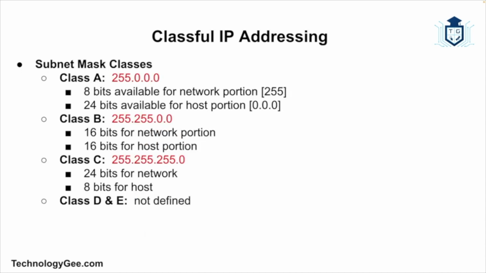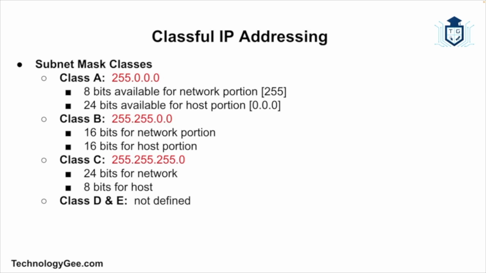So as you can see here, you got class A, that's 255.0.0.0. The number 255 represents the 8 bits that identify the network portion of an IP address. And the 3 zeros, which represent 24 bits, represent the portion that will be assigned to identifying the host. When it comes to class B, the subnet mask will be 255.255.0.0. The first 16 bits, the 255.255, identify the network portion of an IP address, and the 0.0, or the last 16 bits, identify the host IPs that could be assigned to devices.